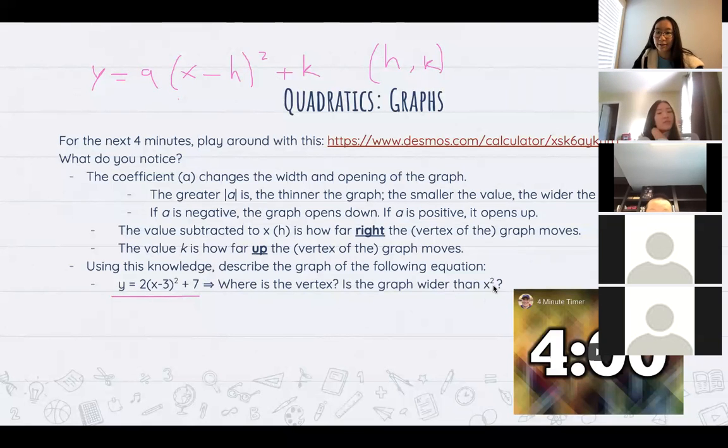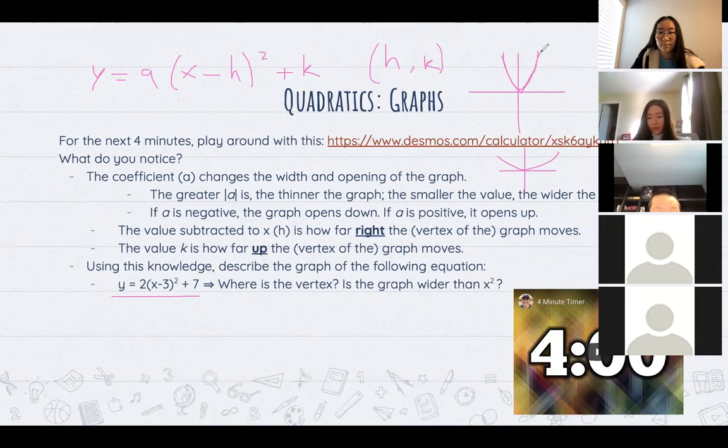Is this graph wider than x squared? All right, I'll let you guys answer. If no one figures it out, then I'll give you a hint. What does that mean? Like, let's say x squared looks skinny, and then if it got wider, it might look like this. Oh. So then what do you mean is the graph wider than x squared?